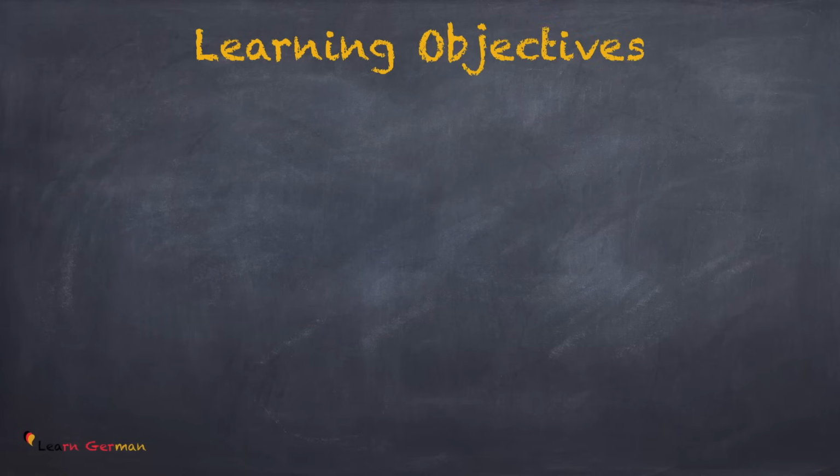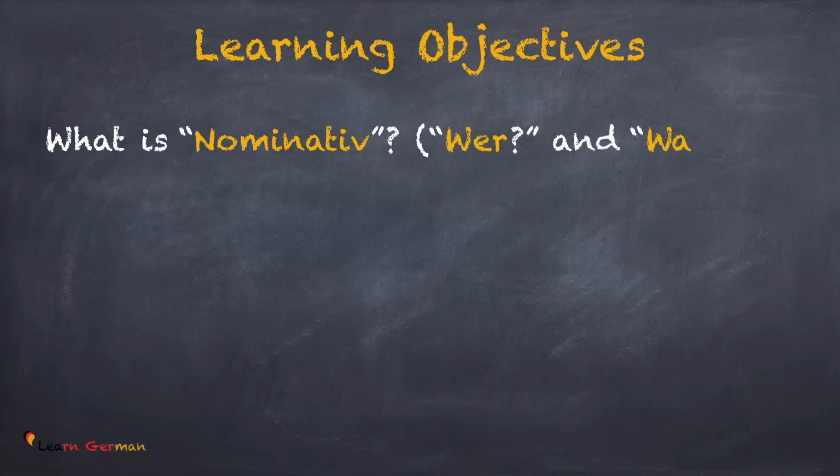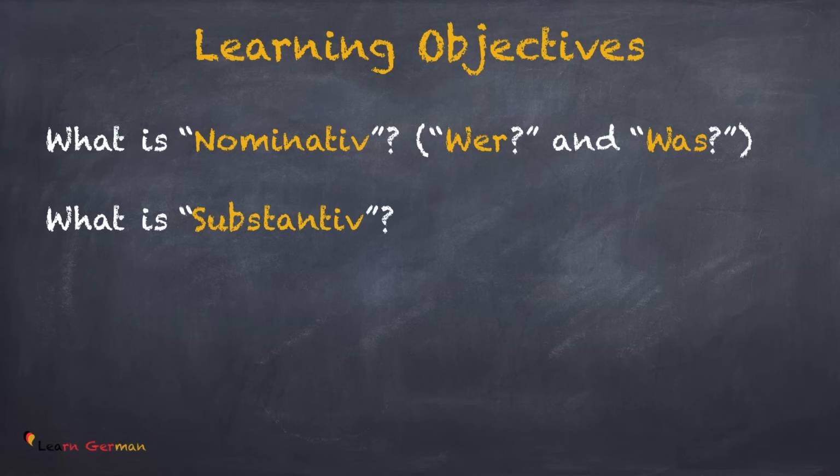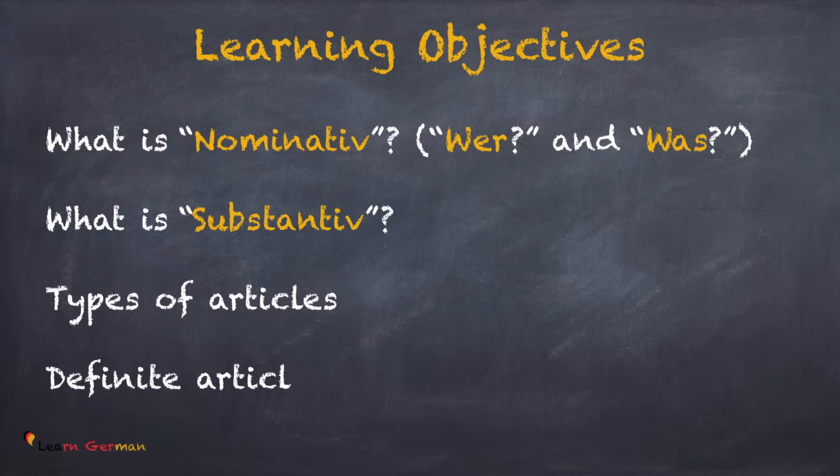Let's go through our learning objectives for this lesson. First of all, we will understand what is nominative, wer und was. It's also important to understand what is a substantive. After which, we'll be discussing the various types of articles. And in this chapter, we'll be doing basically the definite articles. So let's begin.